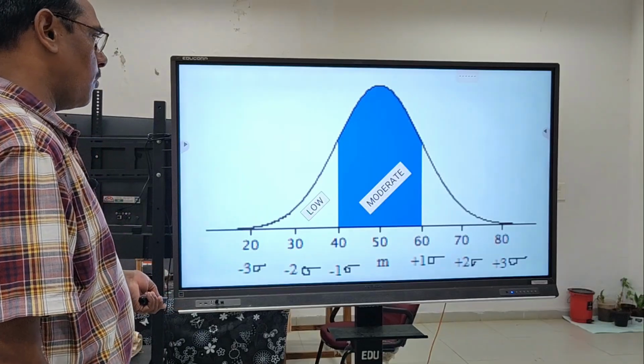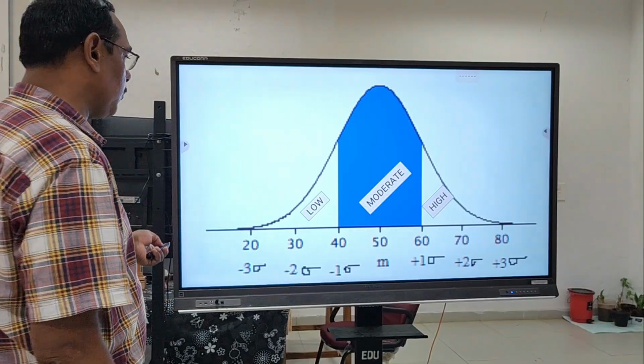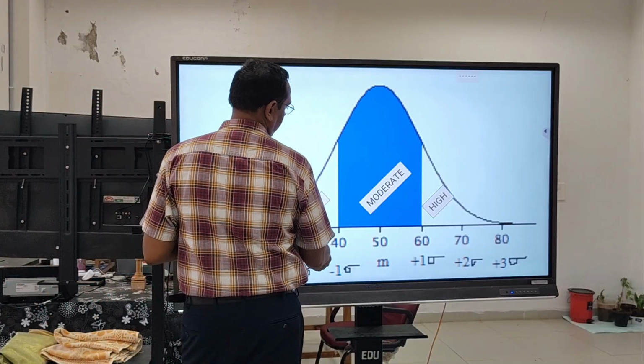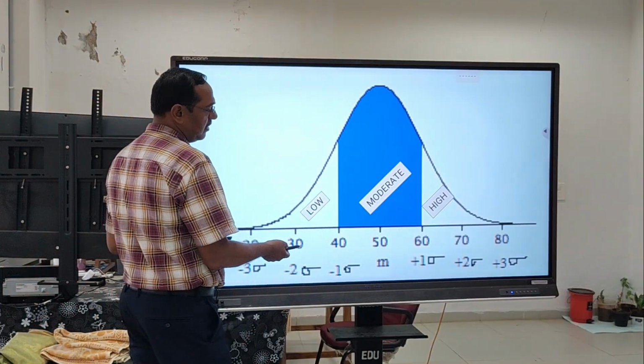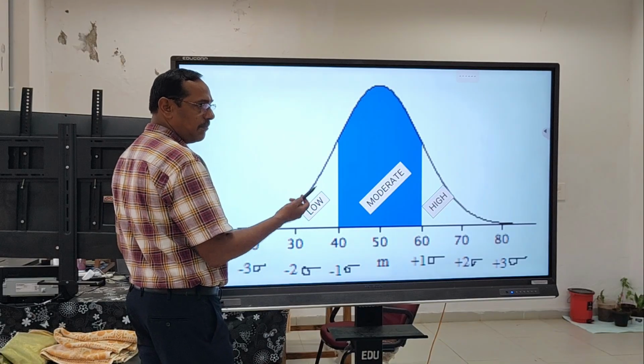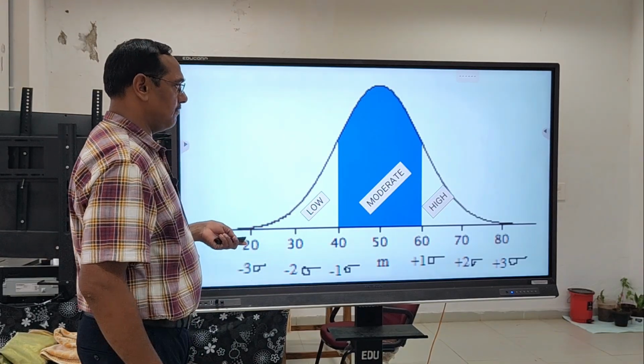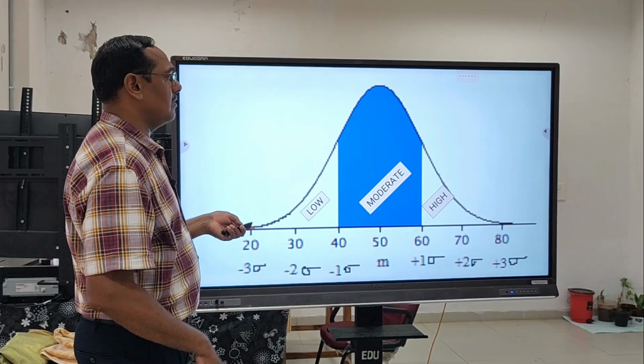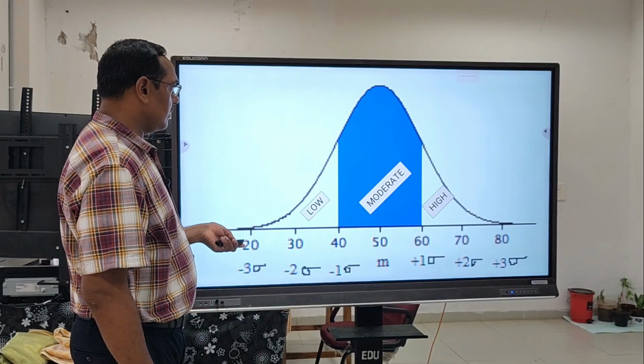So low, moderate and high. So you see the scores. Suppose somebody gets 47, where are they? Moderate. So 87, high performance. So like this only we fix. That's what we fixed for our scale.